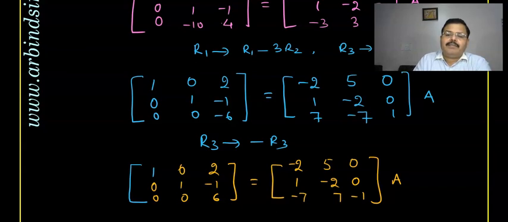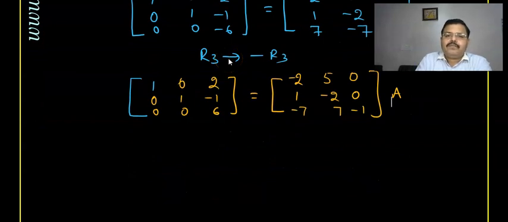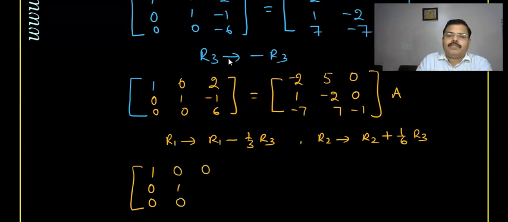Now, using R3, make all the other elements 0. So what will happen in that case? I can write R1 tends to R1 minus 1 by 3 of R3, and R2 tends to R2 plus 1 by 6 of R3. In that case, this will be 1, 0, 0, 0, 1, 0 and that will be 0, 0, 1. Isn't it?